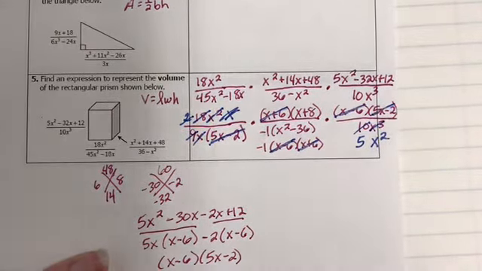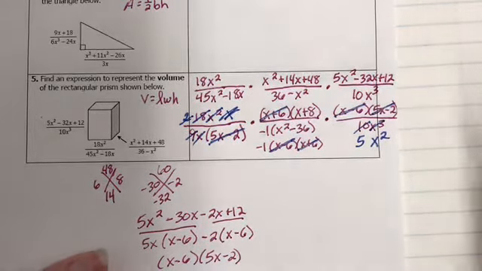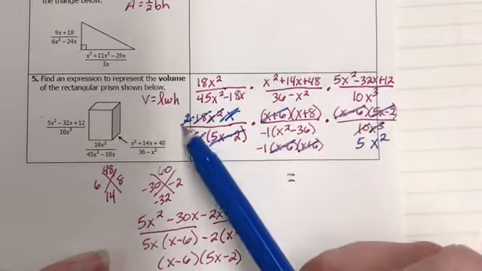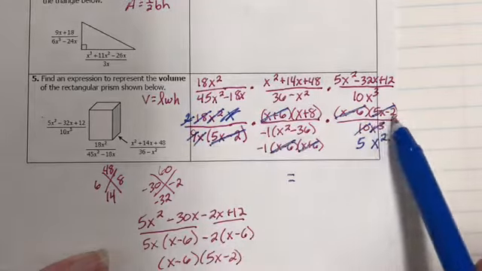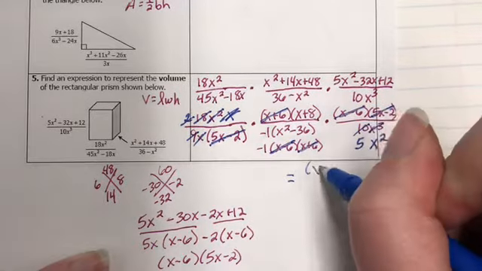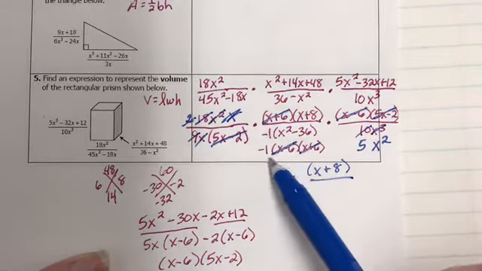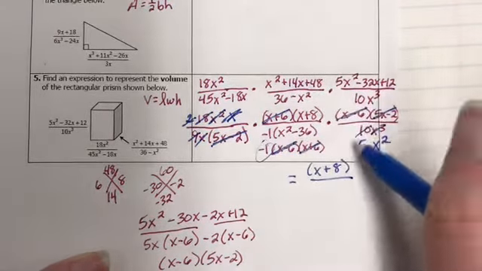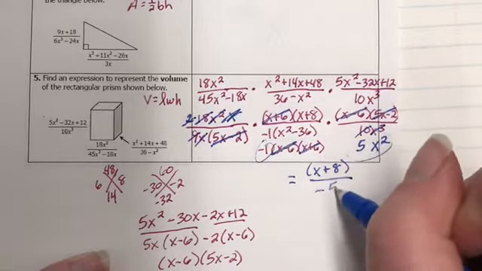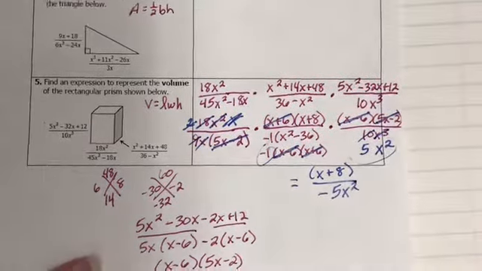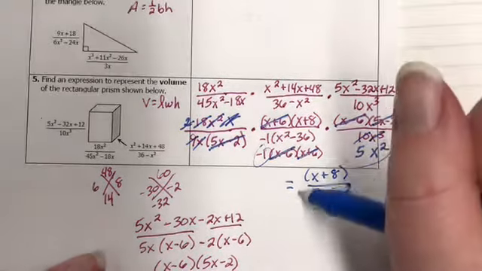squared there. All right, so this is getting a little messy, so I'm going to go ahead and combine what I can. So in the numerator, it looks like I'm just left with the x plus 8. And then in the denominator, I have this -1 and the 5x squared, so that would give me a -5x squared. And that would be my answer.